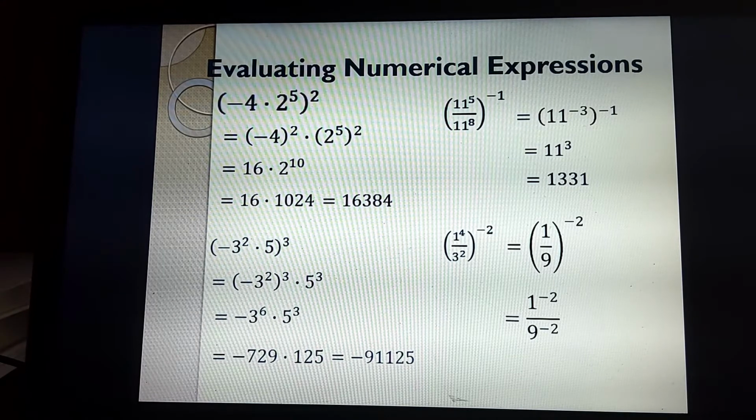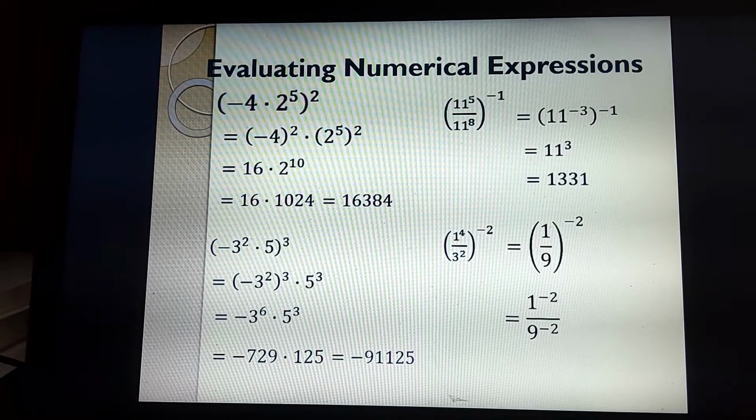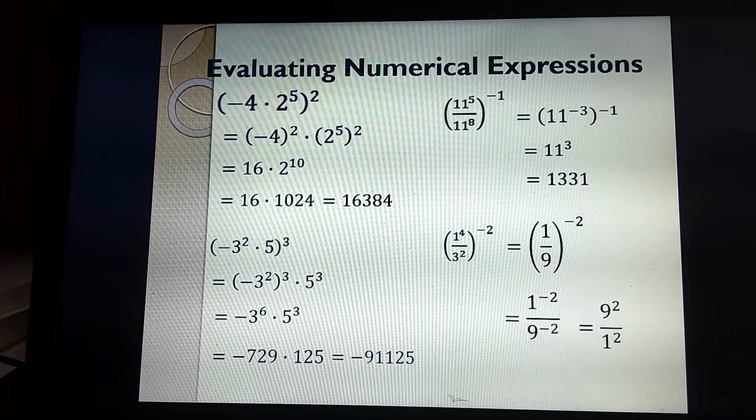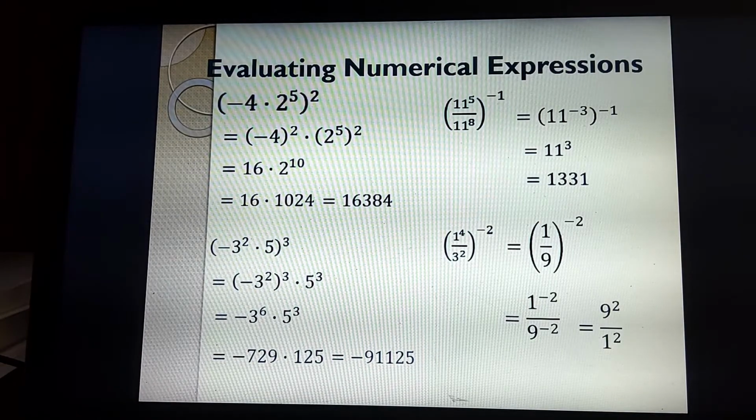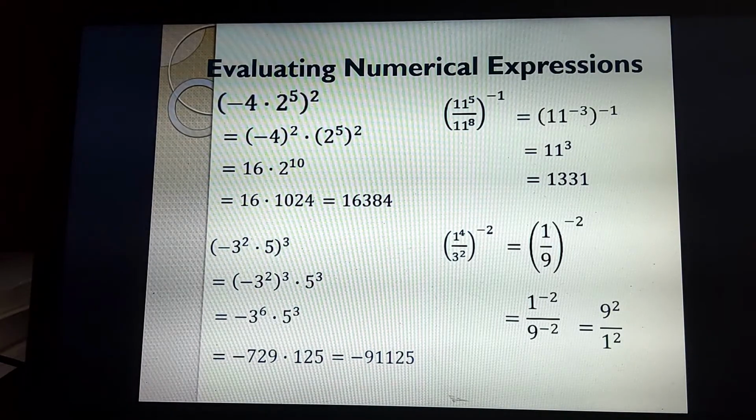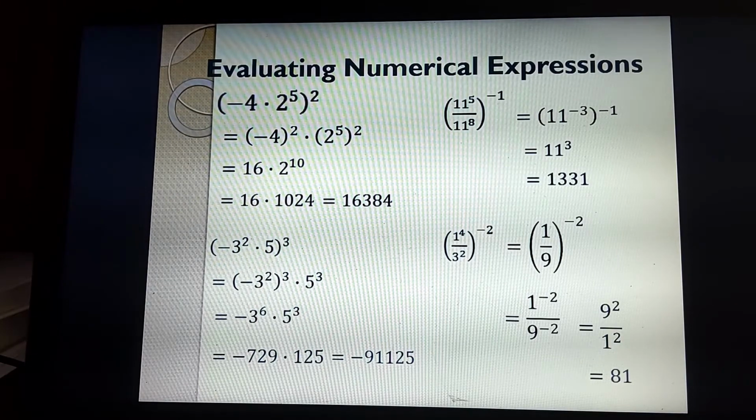Again, my bases are not the same, so I can't subtract the exponents. They're negative, though, and I don't want them to be negative, so I'm going to take the 1 over 9 and I'm going to flip it. So now my problem is just 9 squared, which is 81.